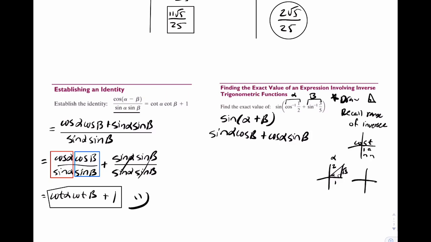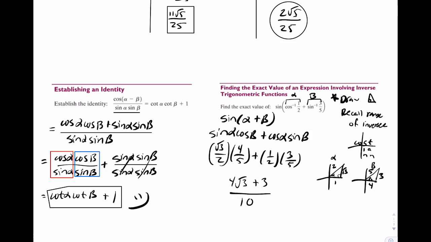And then your beta triangle, you have the opposite is 3. The hypotenuse is 5, so that's just a 3, 4, 5 triangle. And now it's figured out. Sine alpha, that is root 3 over 2. Cosine beta, that is 4 over 5. Plus cosine alpha, that is 1 over 2. Sine beta, that is 3 over 5. Put it together: 4 root 3 plus 3, all divided by 10. There it is.